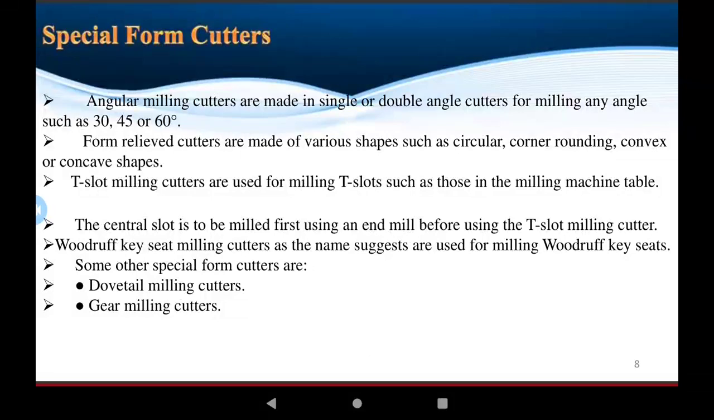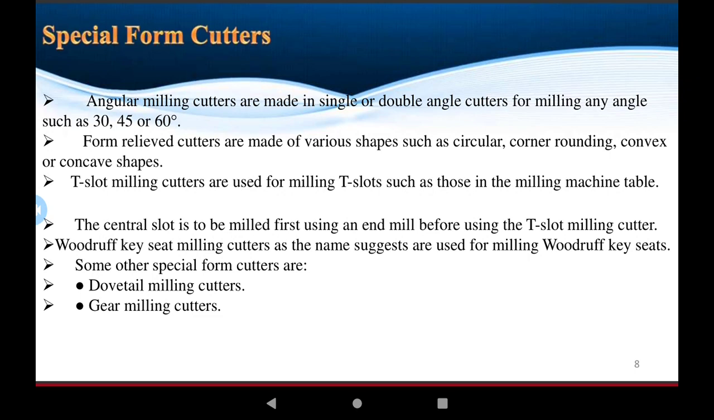Some clamps are used for holding force and support for the workpiece. The central slot is to be milled first using end mills before using the T slot milling cutters. Some other special forms of cutters are used for woodruff keyseats in metals to perform the operations.